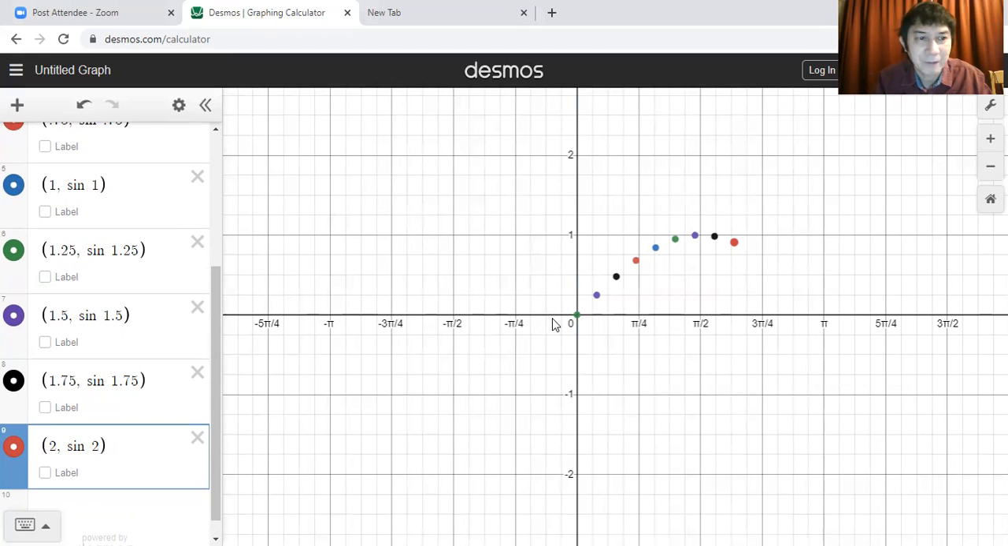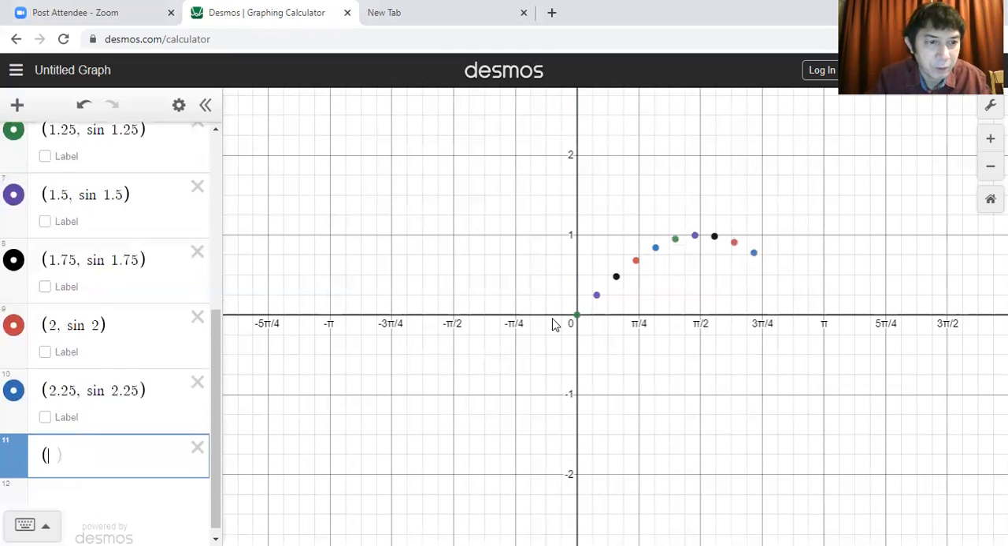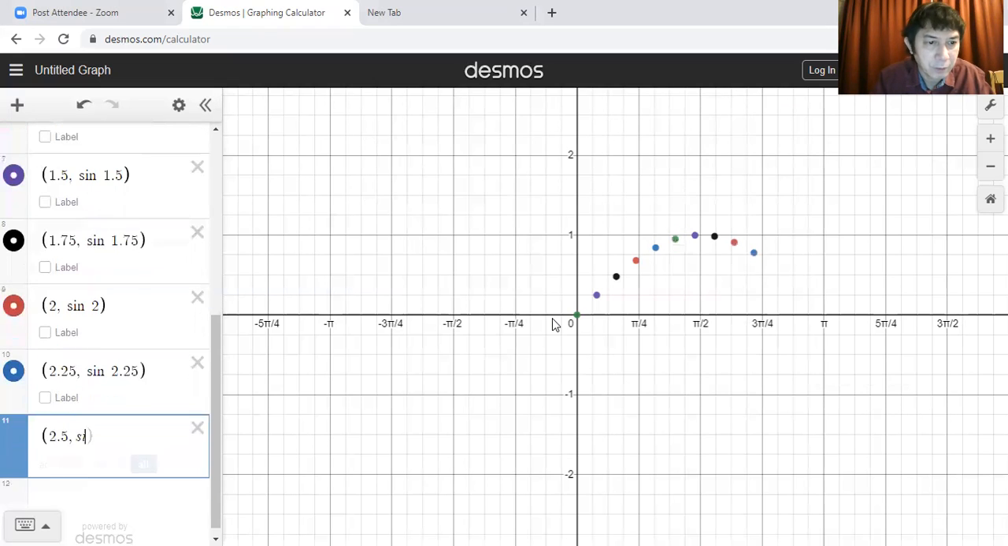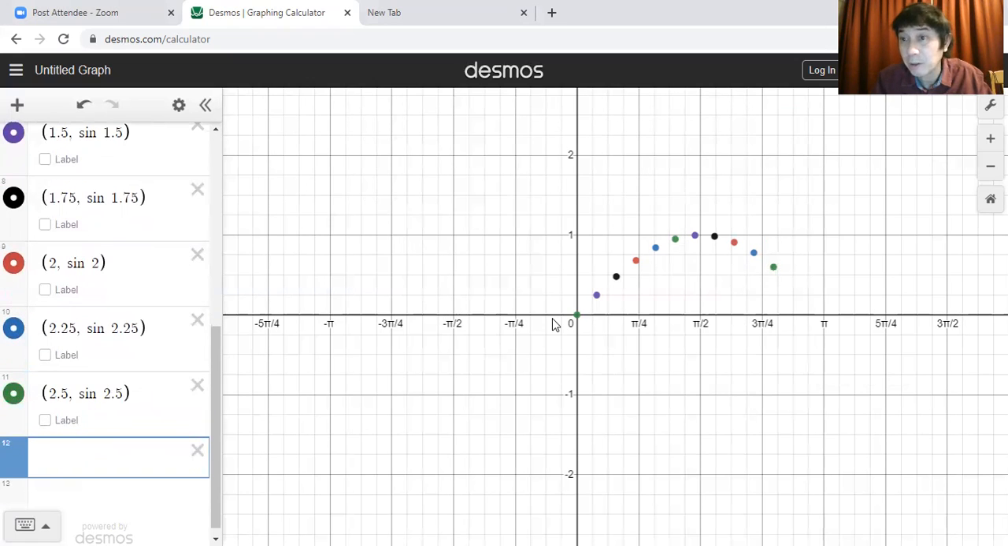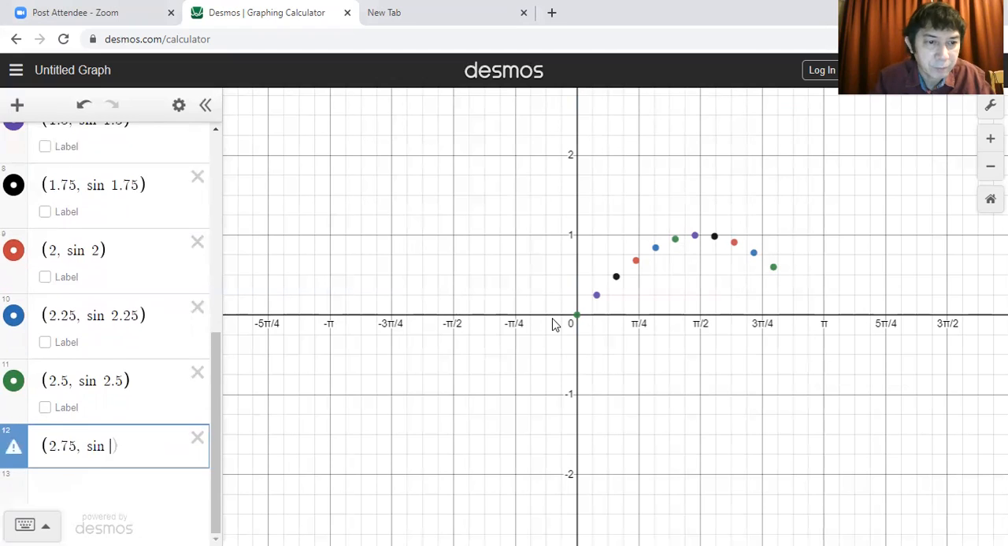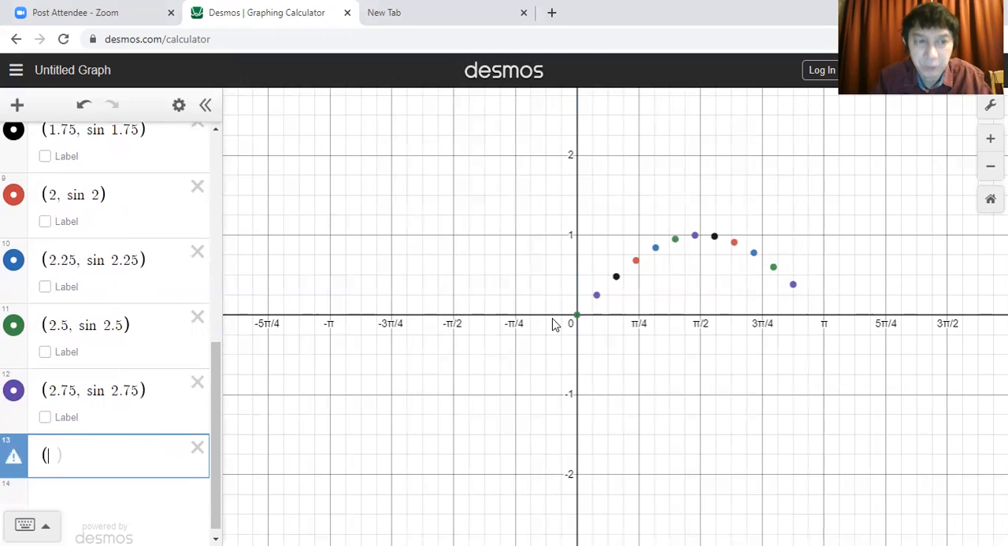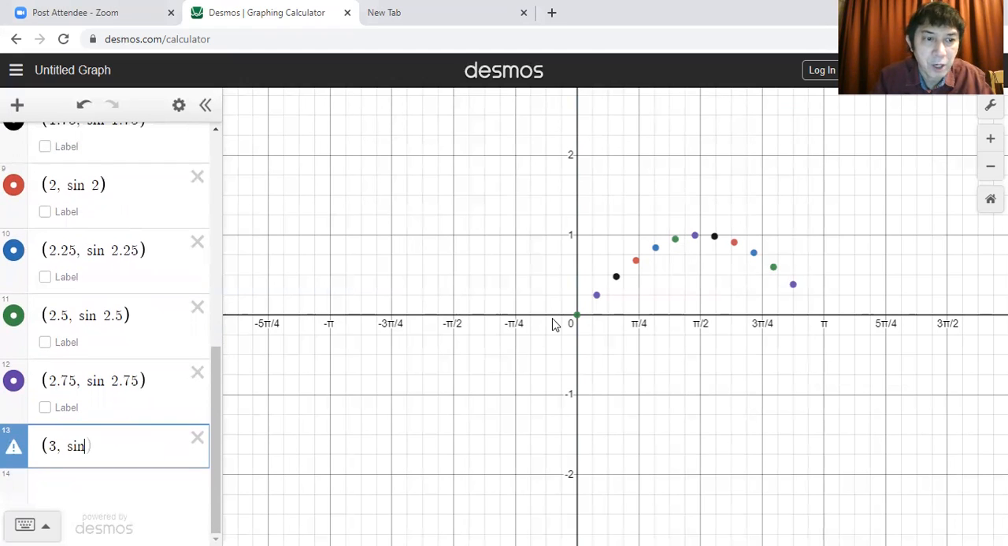Next we have 2.25, then sine of 2.25. So we shall put here parentheses. Next we have 2.5, sine of 2.5, and you can see the graph forming on our screen. Next is 2.75. That would be for the x. And the next x value will be 3, and then sine of 3.